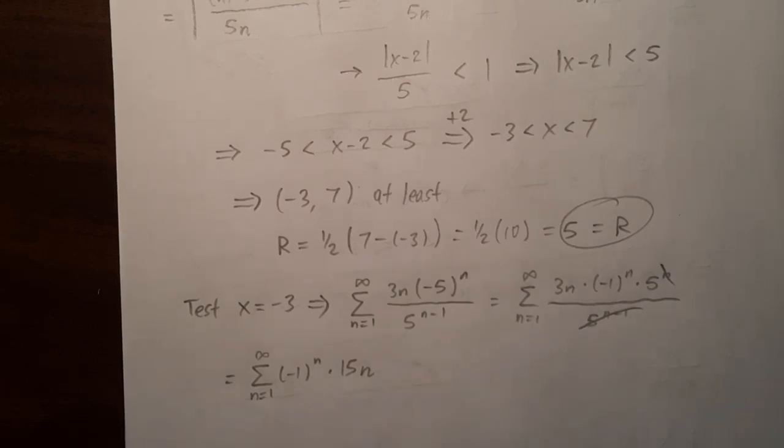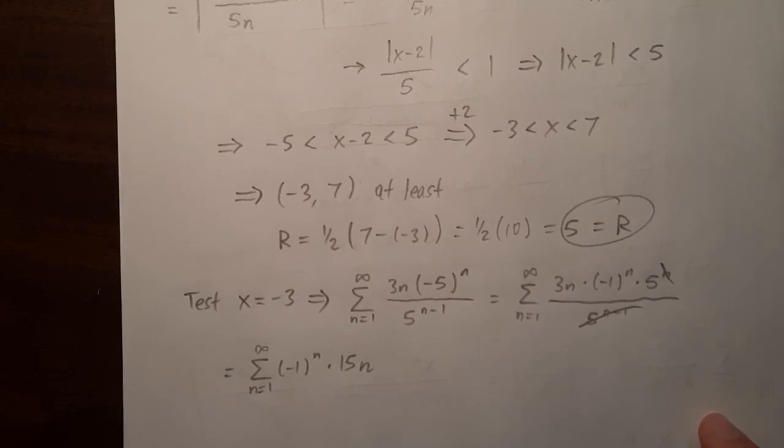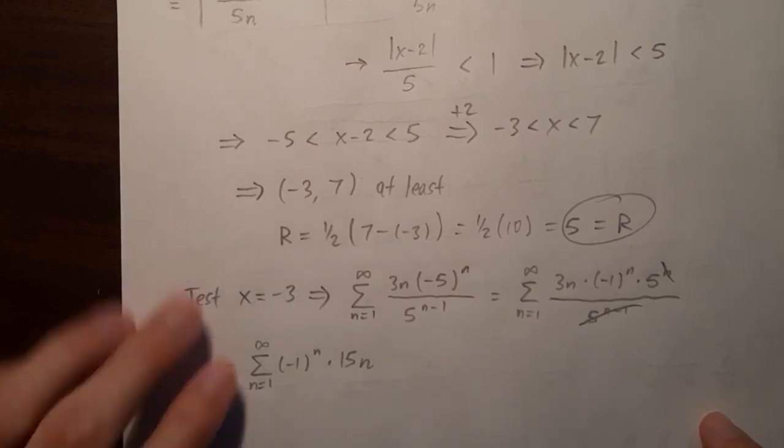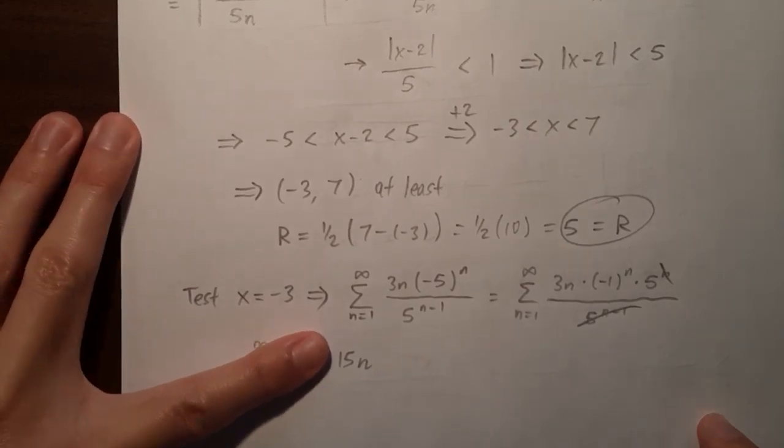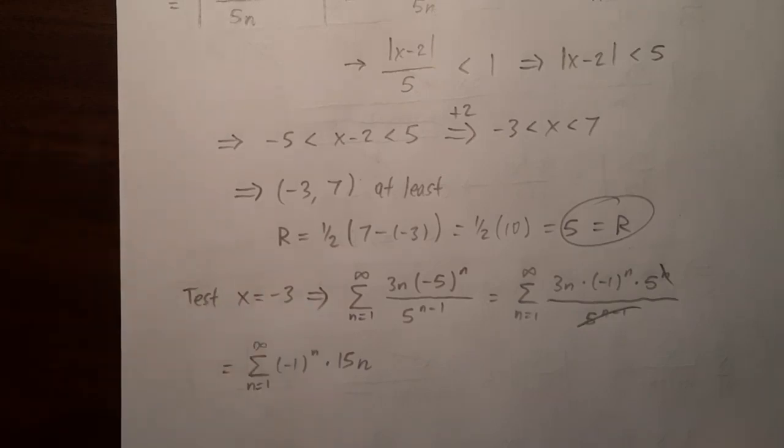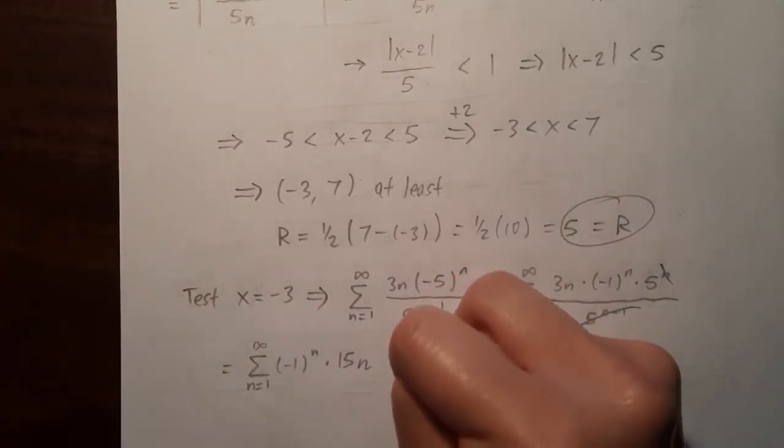So again, I have an alternating series. Does this one converge? To answer that, I need to look at the non-alternating version of the series and just look at its terms. That would be just 15n. And if I take 15n and take n to infinity, this is just going to blow up. So in that case, by the alternating series test, this thing has got to diverge.